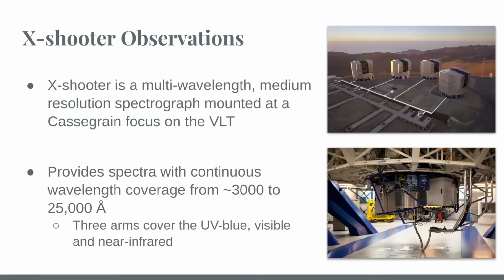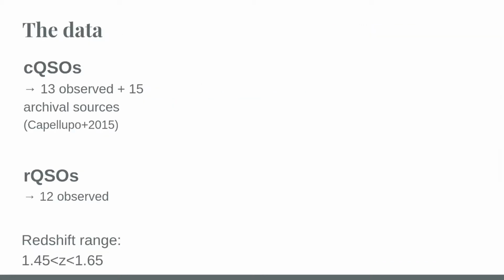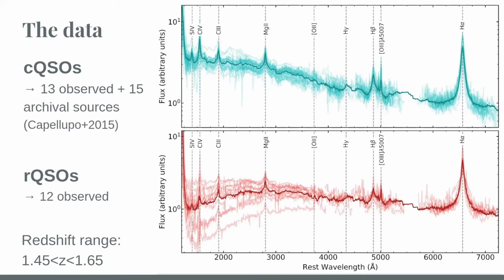So for those that are unfamiliar, X-shooter is a multi-wavelength medium resolution spectrograph on the VLT, and it provides spectra with a continuous wavelength coverage from 3,000 to 25,000 observed angstrom. So this is really wide wavelength spectra. It's really great data. So I'll go straight in with the data that we have.